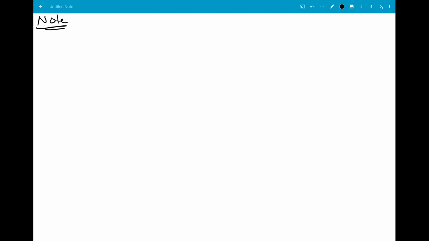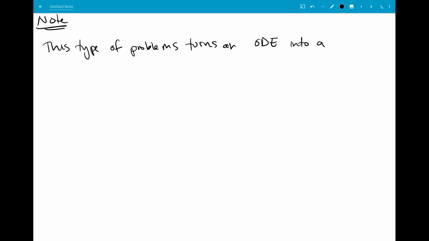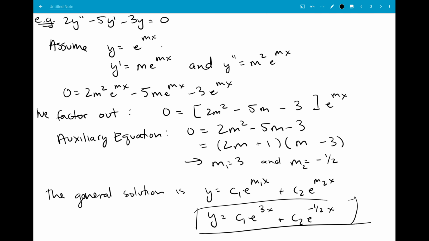So something that's important to note is that this type of problem just takes an ODE and turns it into an algebraic equation to solve. But an immediate concern would be, what if you get to this step right here and it doesn't give you 2 answers? Then you wouldn't have 2 things to plug into your general solution, and it's a second order differential equation, so you know you need 2 to get your answer.